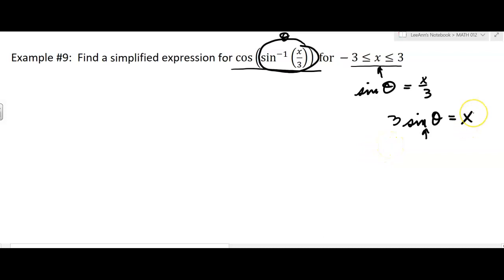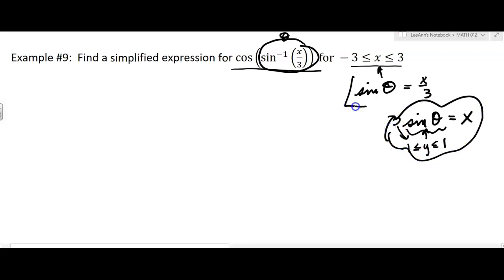So a normal sine has some value between -1 and 1, but multiply that by 3 and you're going to say, oh, well, x has to be between -3 and 3. So that's kind of a side note on that. But go back to this idea, because that's what we're going to use.